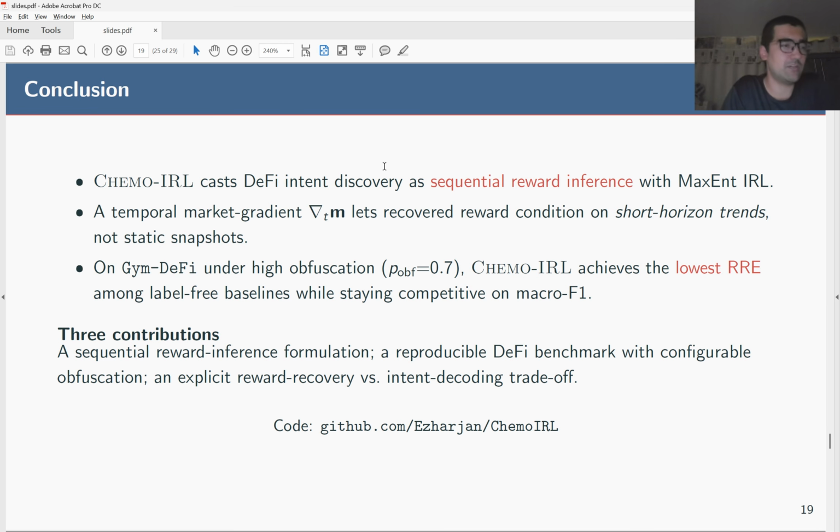And the headline empirical result: on DeFi under heavy obfuscation at 0.7, Chemo-IRL achieves the lowest reward recovery error among all label-free baselines while staying competitive on macro F1. Along the way, we contribute the sequential reward inference formulation, a reproducible benchmark with a configurable obfuscation knob, and an explicit account of the reward recovery versus intent decoding trade-off.